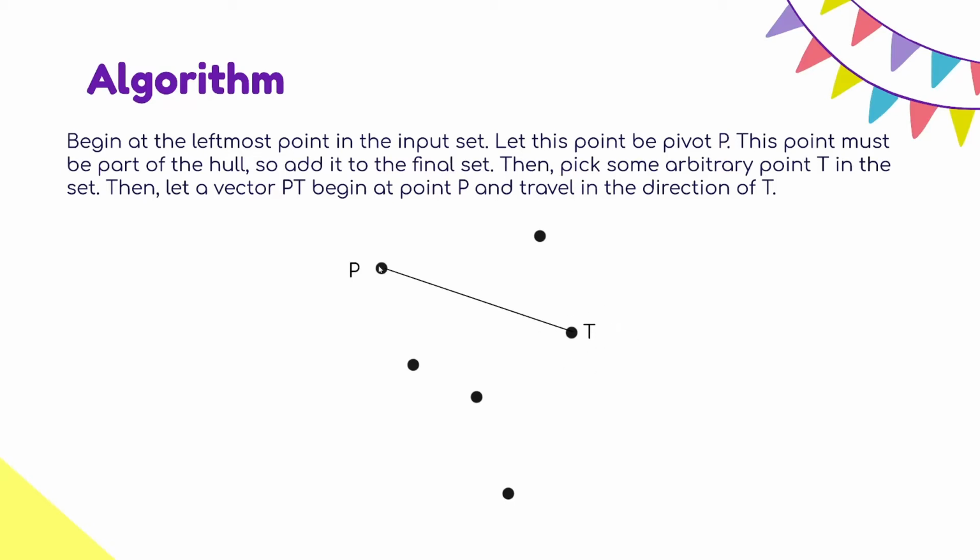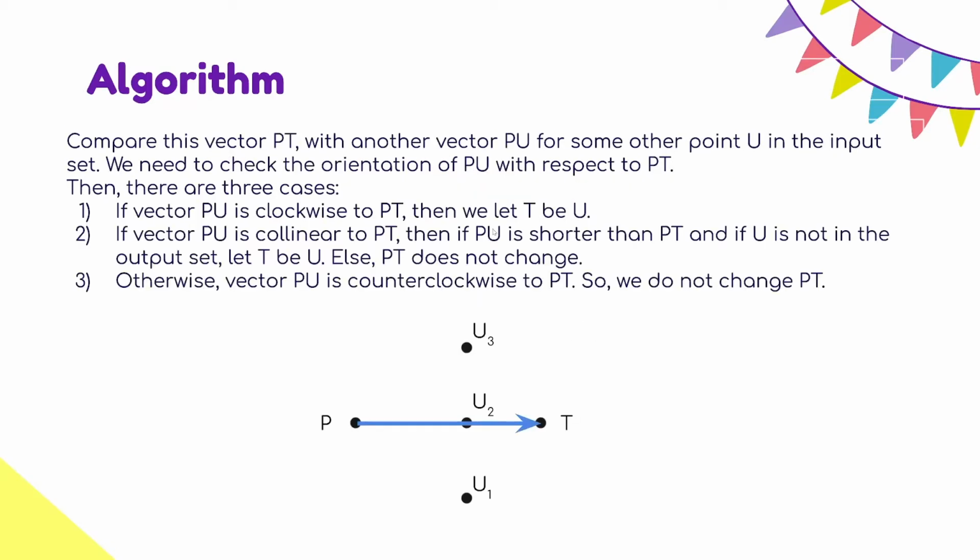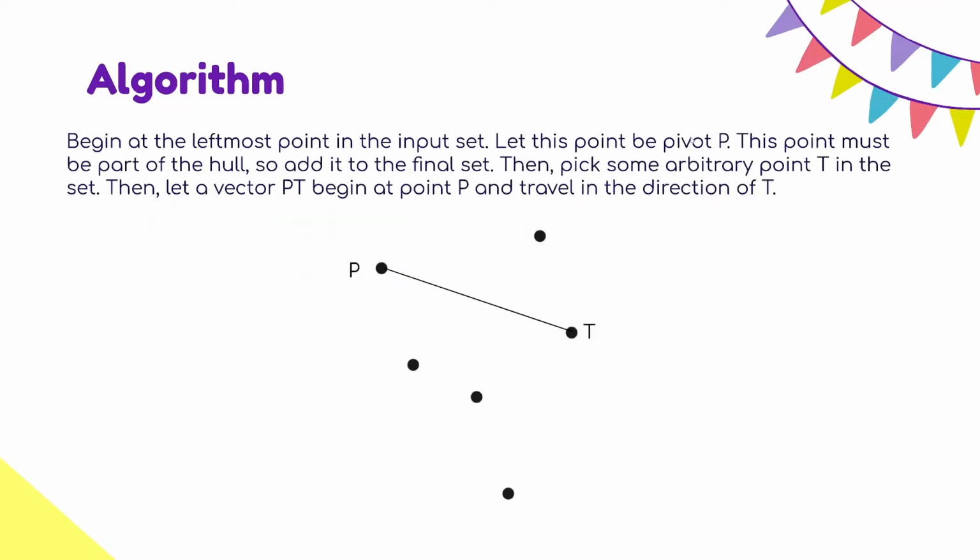The line from P to T makes a vector going from P and traveling in the direction of T. We want to compare this vector PT to every other vector that can be made with the rest of the points. So we compare the vector PT with another vector PU for some other point U in the set. In this case, any of these could be U.